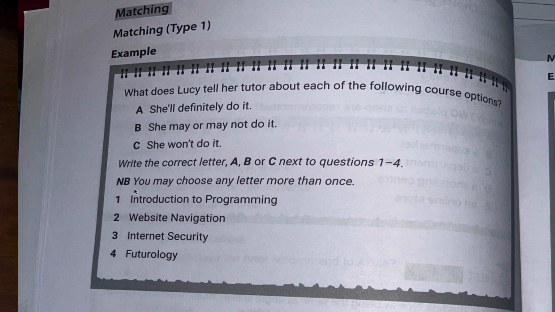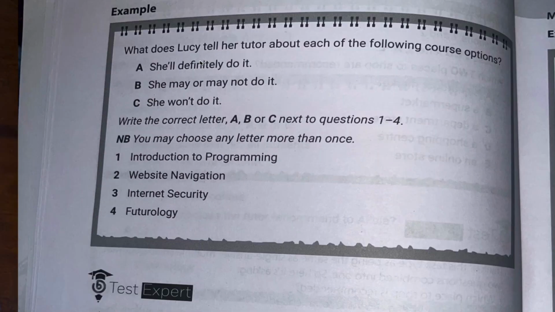Okay. After hearing the passage you will know whether she's interested in programming. If she says she'll do it, then A. If she says she won't do it, then you write C. If she says she might do it, then you write B. So that's how you are going to answer these questions.